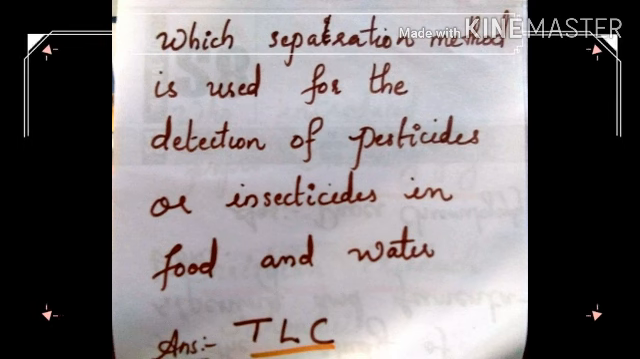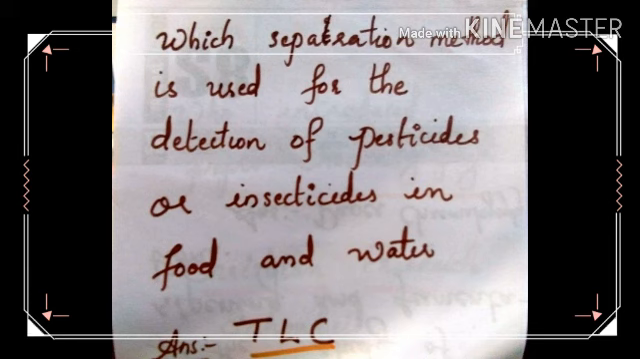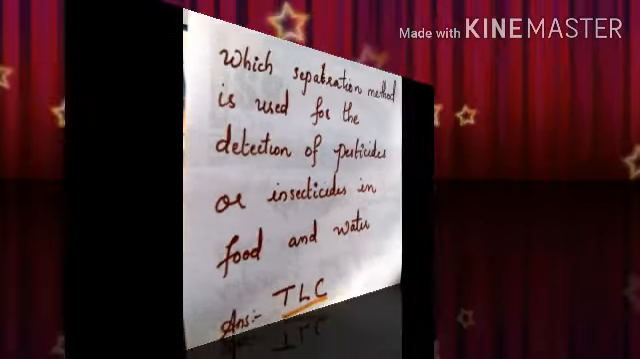And which separation method is used for the detection of pesticide or insecticide in food and water? That is TLC, thin layer chromatography. As far as TLC is concerned, thin layer chromatography, we do this work on a TLC plate.